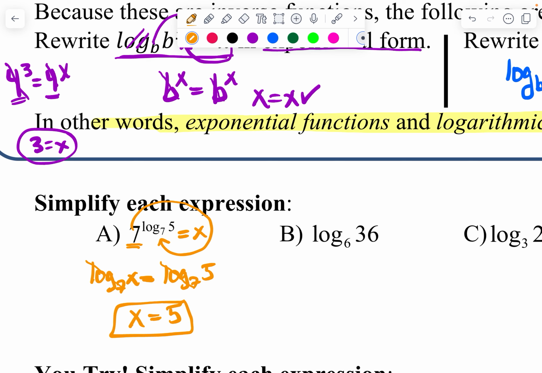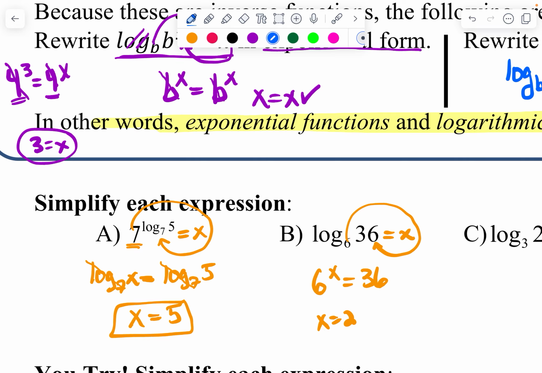Okay, this one is a log. So I'm just going to set it equal to x, and I'm going to write it as an exponential. You're going to go back and forth between them. So I get 6 raised to the x equals 36. Well, that's nice because 6 squared is 36. So x equals 2.